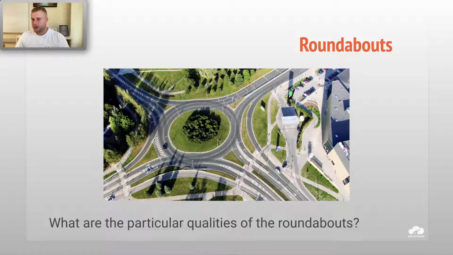Some roundabouts have other qualities. For example, some roundabouts can have a different number of exits. In that case, this one has 4 exits. Some of them have 5. Some of them have 3. They also have different geometry, so they are sometimes not even circle shaped. Sometimes they are like an ellipse. So we should consider these things as well.